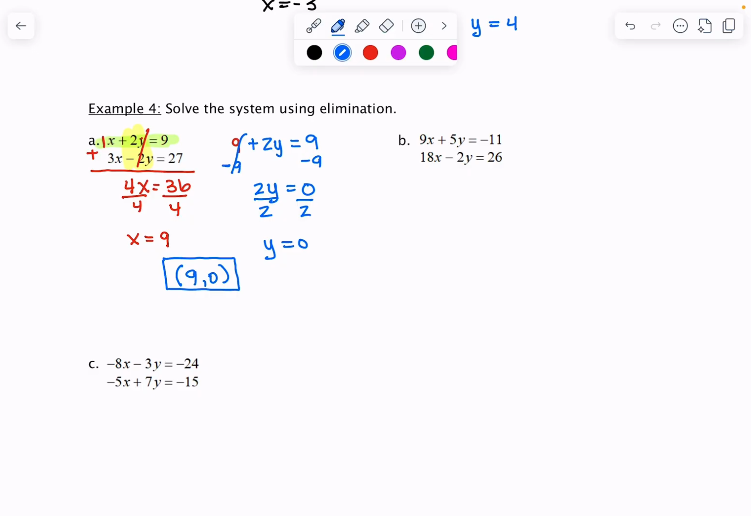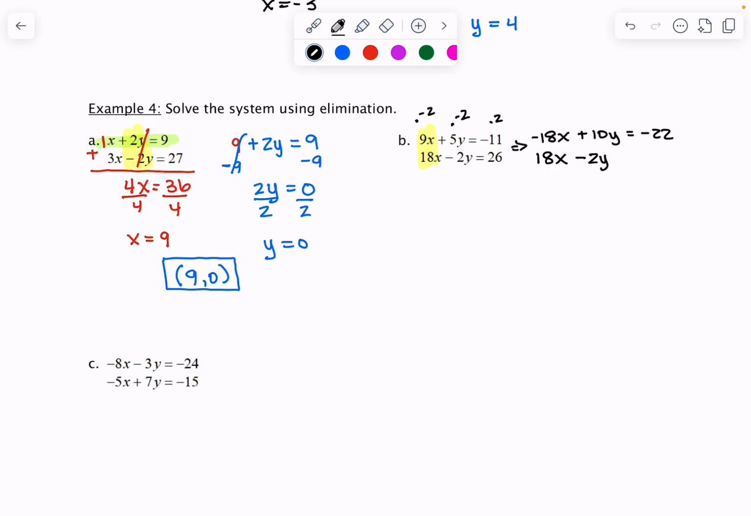Example B, I'm going to look at both equations and ask myself, do I have the same value opposite signs? I don't. 9 is not the same as 18, 5 is not the same as negative 2, but I'm drawn to these 2 numbers right here. And I notice that if I decide to multiply everything in this top equation by negative 2, I'm going to have a negative 18x plus 10y equals negative 22, and on the bottom, I'm going to have that positive 18x. I turned a 9x into a negative 18x, which is going to eliminate my x values.